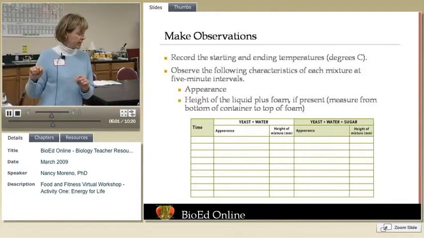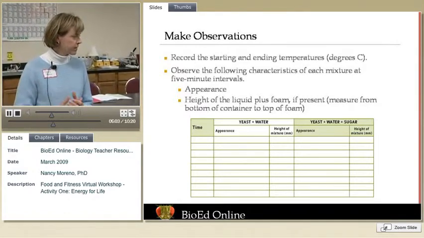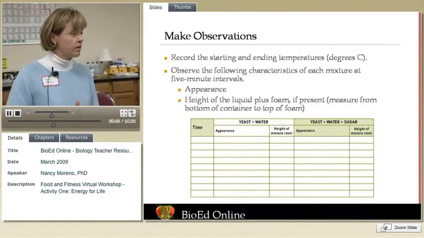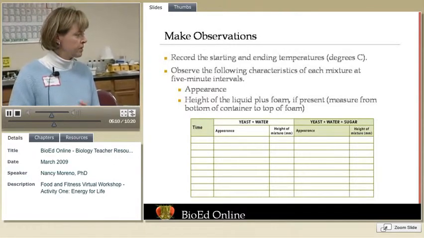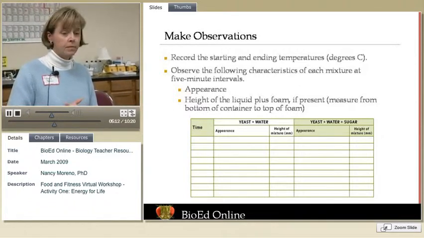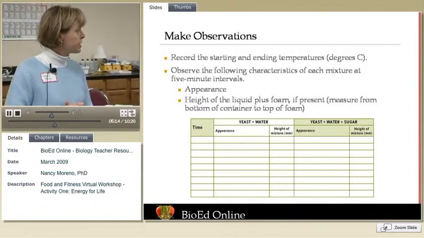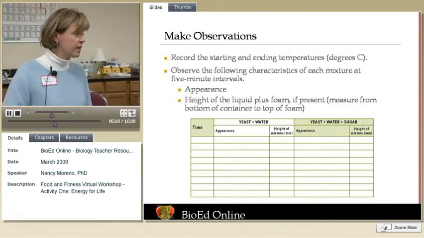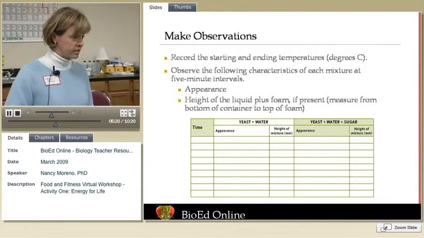What would we expect to happen if the yeast are using food for energy? It would grow and reproduce, but what would happen to the temperature of the water? Right. It would increase, right? Because one of the things that happens when we use energy is that heat is released.